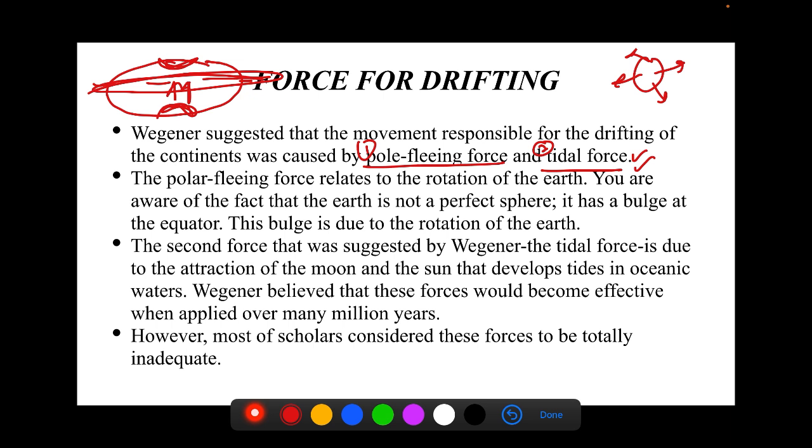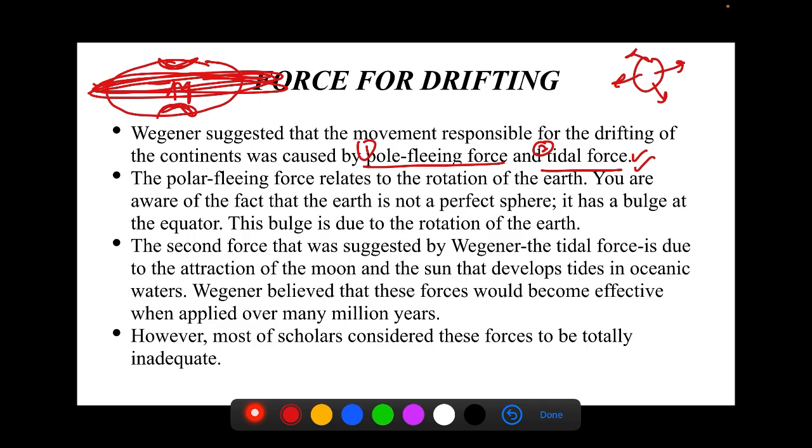Because the Earth is rotating, and due to the centrifugal force and the centripetal force, we do have a bulge, or an extension of the body of Earth at the center. Now, what happens is that the material or landmass moves away from the pole and comes towards the equator because of the centrifugal force, because it pulls towards the center.